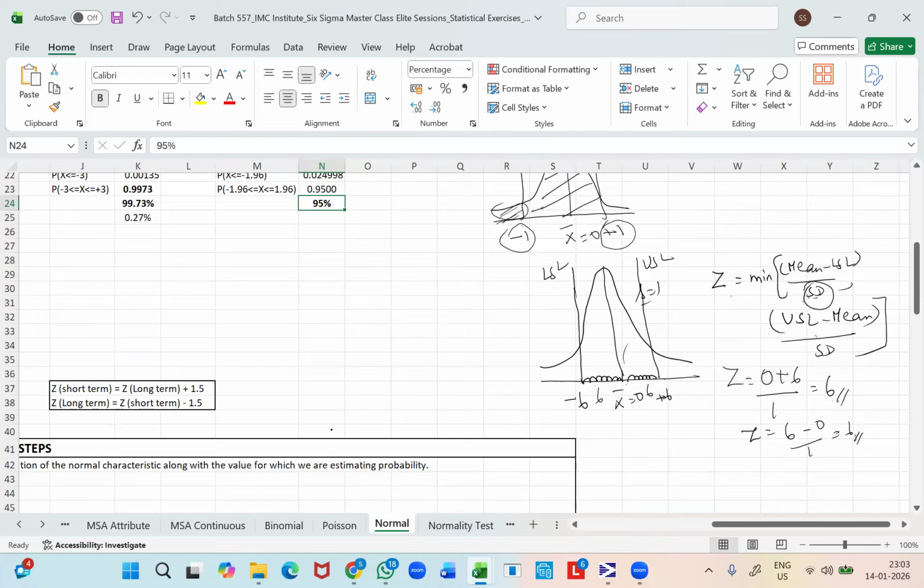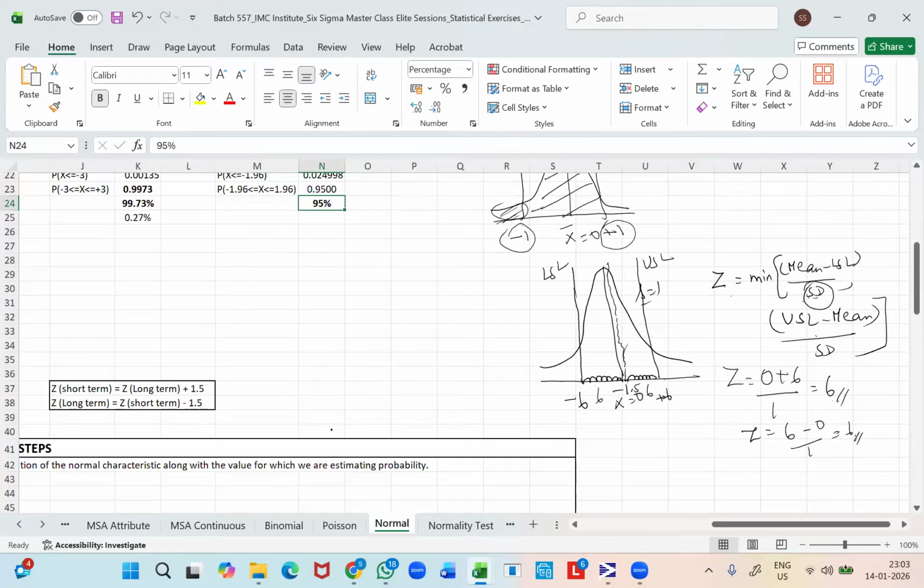So let us assume that the mean is actually shifting towards the USL side. So instead of 0, the new mean will become 1.5, correct? As per Motorola, in the long run, the mean will shift and drift 1.5 either to its left or to its right. So we are assuming that the mean is shifting towards the right-hand side. So the new mean will become 1.5. So it is a 1.5 shift, right?